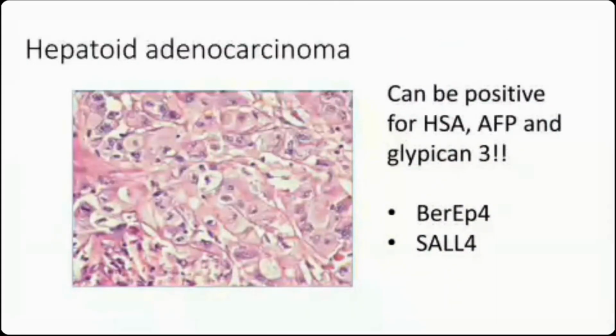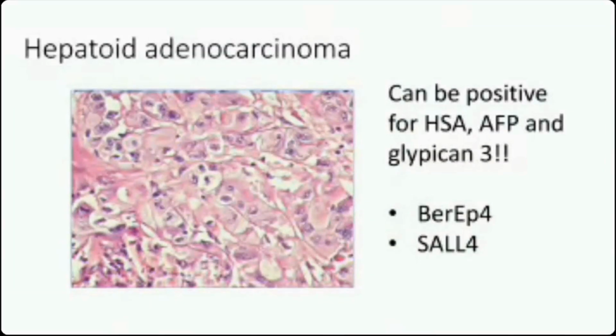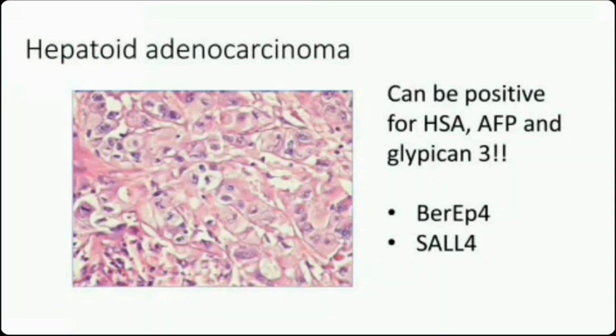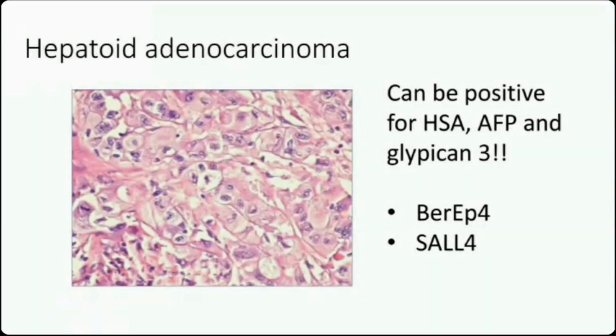Hepatoid adenocarcinoma is the other one. This can be positive for non-specific markers, I should say, and glypican-3. So again, be careful, because if you don't think about it and you go off down your HCC route, you can easily fall down another big hole. So think about a Ber-EP4 or some epithelial marker.